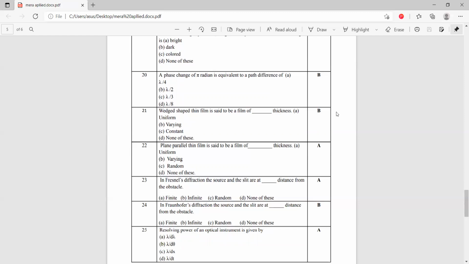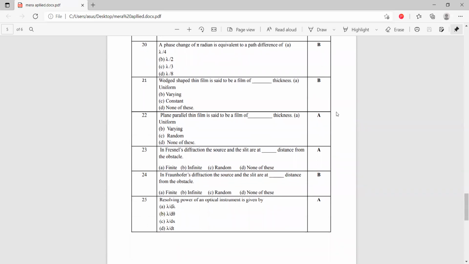Now moving on to question number 22. A plane parallel thin film is said to be a film of dash thickness. Options are A, uniform, B, varying, C, random, and D, none of these. So the correct answer is uniform. Now moving on to question number 23. In Fresnel's diffraction, the source and the slit are at dash distance from the obstacle. Option A, finite, option B, infinite, option C, random, and option D, none of these. So the correct answer is A, that is finite.